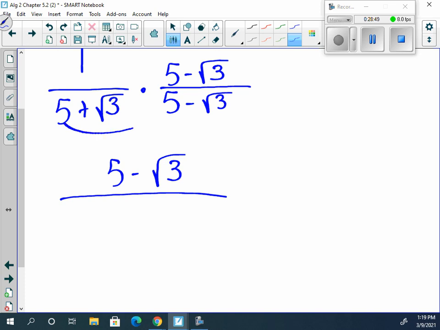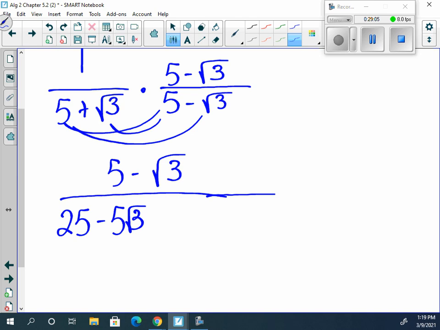Now, the denominator we're going to multiply through. Well, 5 times 5 would give us 25. 5 times negative square root of 3 would be minus 5 square root of 3. Square root of 3 times 5 is going to be plus 5 square root of 3. And square root of 3 times negative square root of 3 is going to be negative square root of 9. We could have said minus the square root of 3 squared. There's different ways we could have written that.